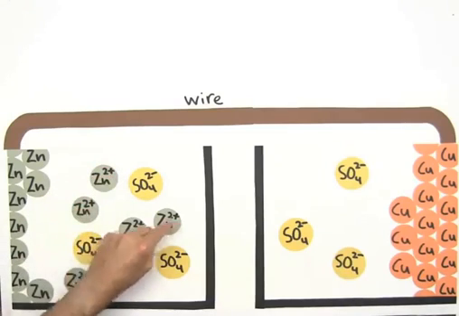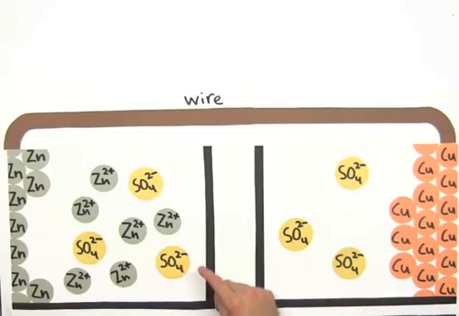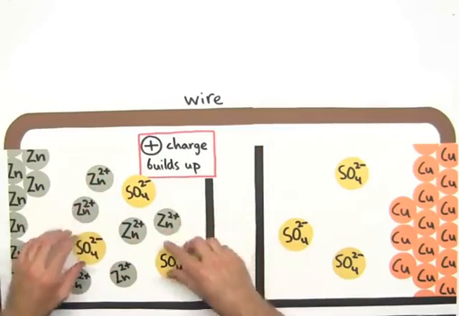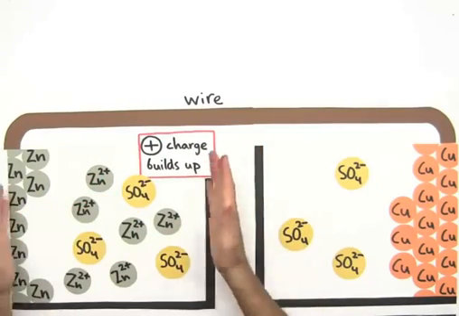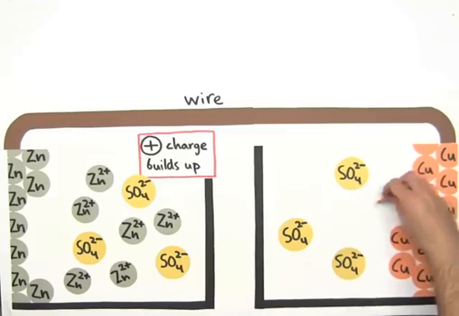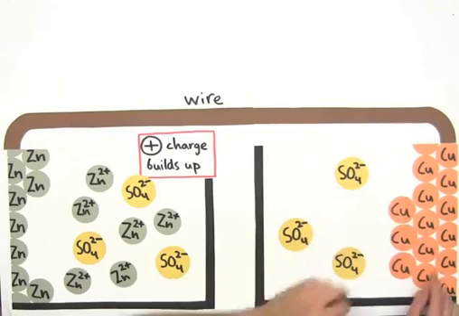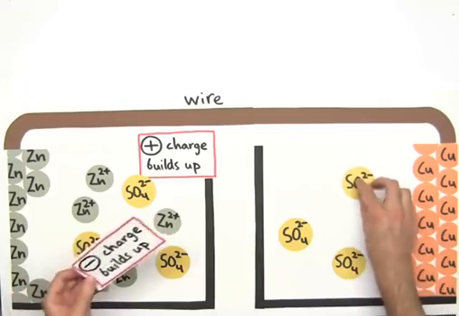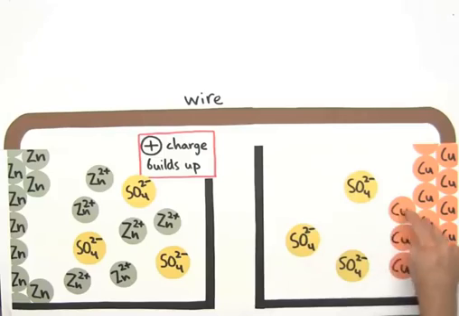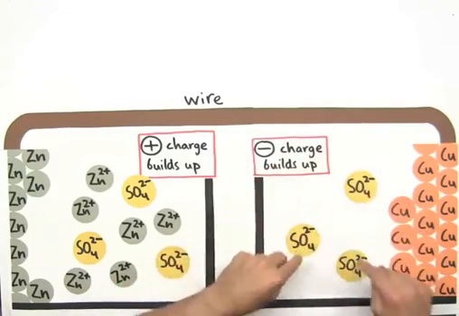Now look at what's happened to the charge here. Now we have all of these Zn2+, but we have only a few of the SO4 2-. So after just a little while, positive charge really begins to build up in this half cell. And then over here, as the positively charged ions lose their charge by gaining electrons and turn into neutrally charged copper, now there are a whole lot more SO4 2- than there are Cu2+. So a negative charge begins to build up on this side.